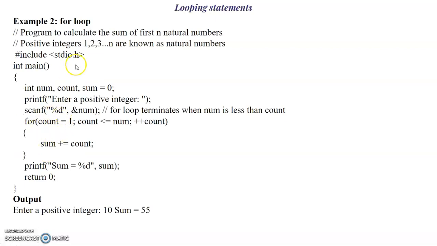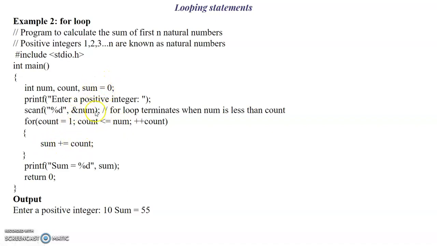Let us see the program to calculate the sum of the first 10 natural numbers. Inside the main, I have the declaration int num, count, sum equal to 0. Printf, enter the positive integer. Scanf %d, ampersand num. For count equals 1, count less than or equal to num, count plus plus. Initially the count will be initialized to 1. It will be compared with the value of num, which we have given as an input. If this count is less than or equal to num, then sum will be equal to sum plus count.